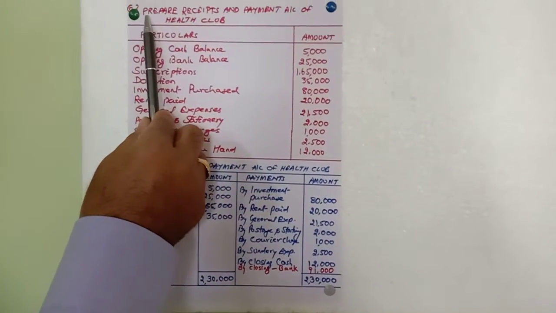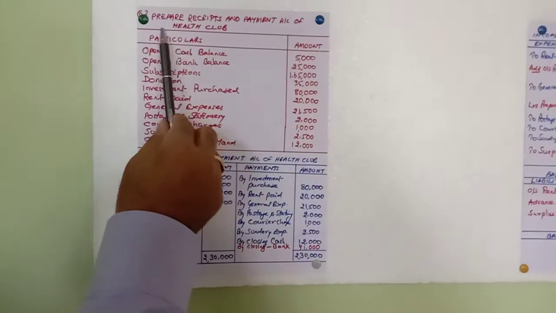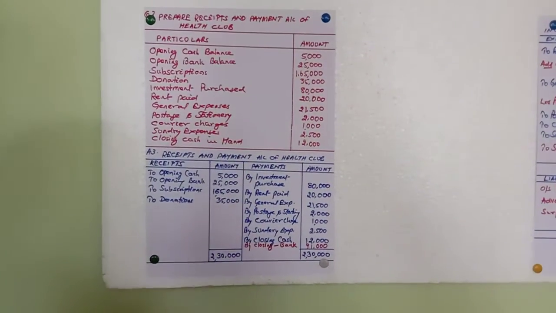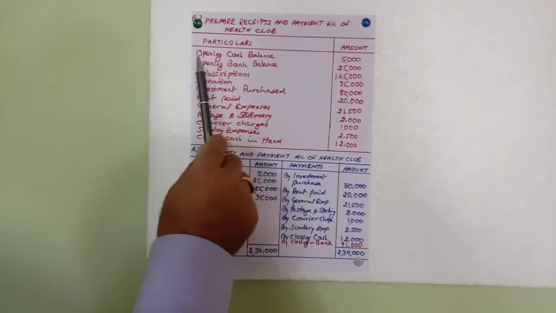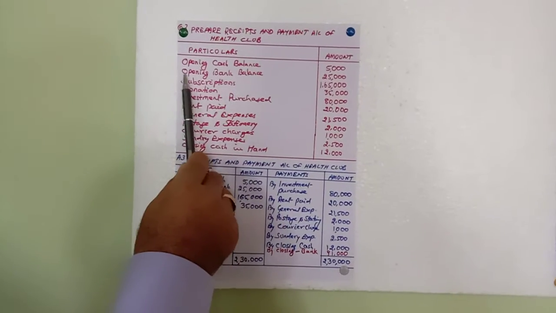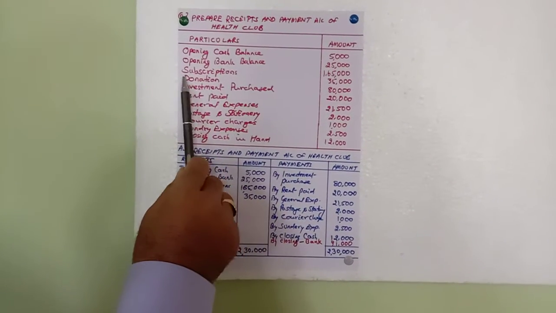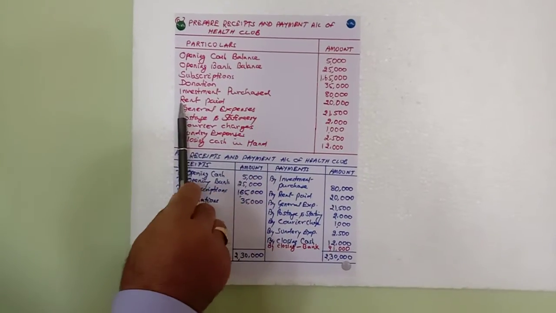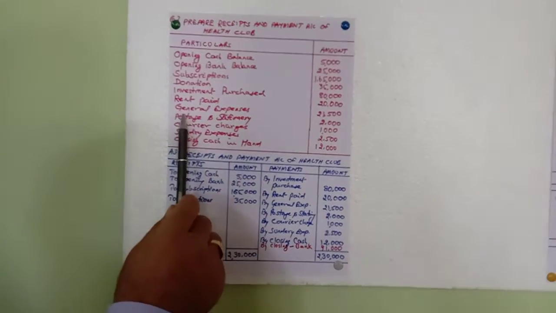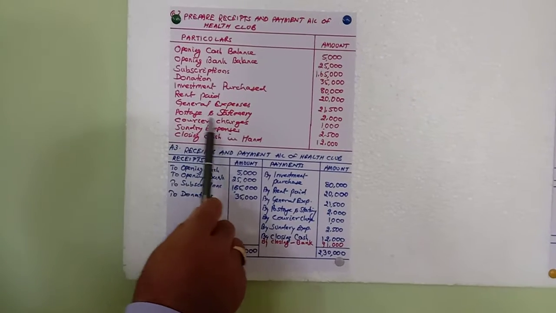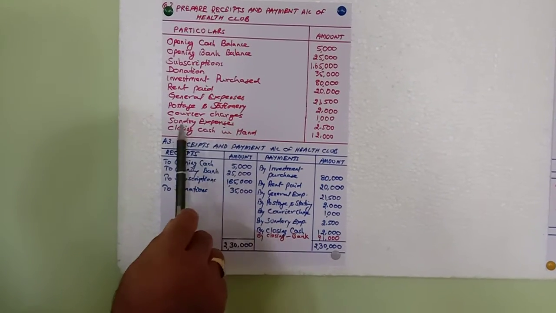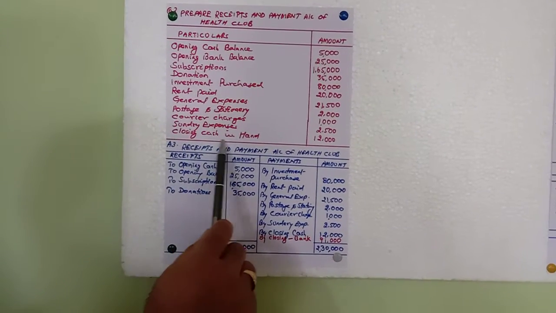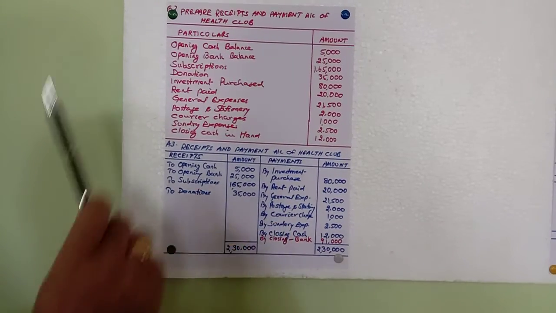The question is: prepare receipts and payments account of a health club. Opening cash balance is given, opening bank balance is given, subscription is given, donation is given, investment purchase is given, rent paid is given, general expenses, postage and stationery, courier charges, sundry expenses, and closing cash in hand are given.